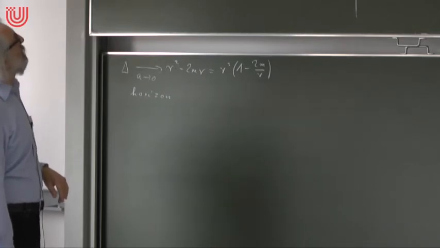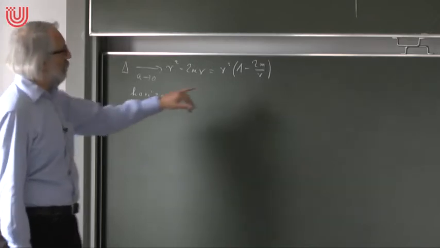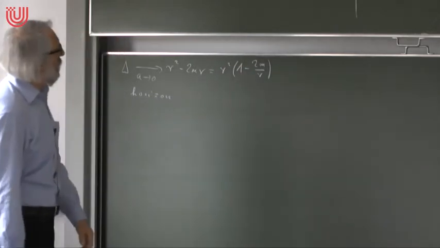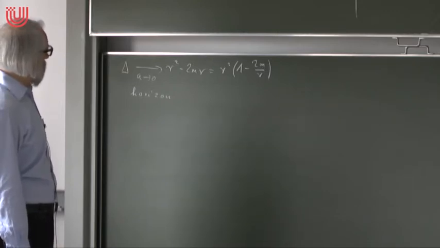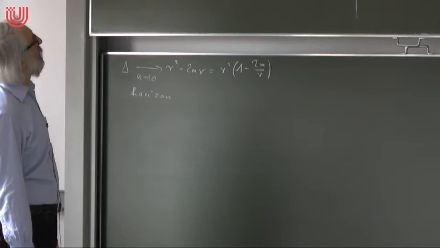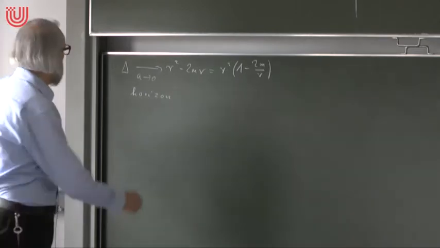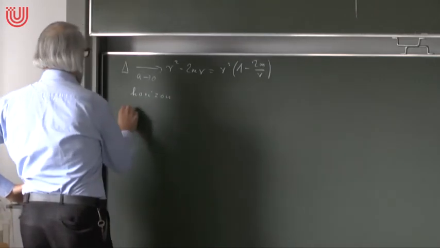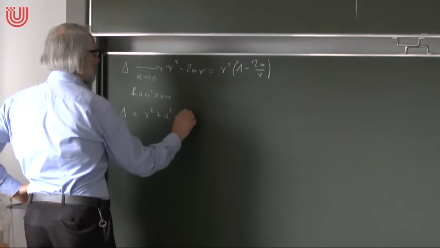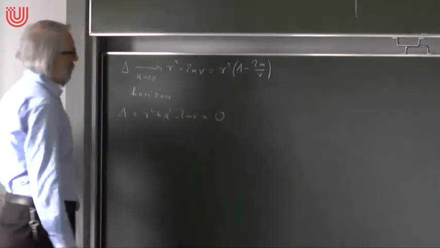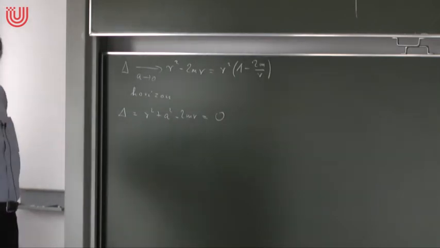Okay, so delta equals 0 is what goes to the horizon from the Schwarzschild case. But as I said already, in general we have not one horizon as we have in Schwarzschild. So what is delta equals 0? It's r squared plus a squared minus 2mr equals 0. That's a quadratic equation for r. So in general it has two solutions.